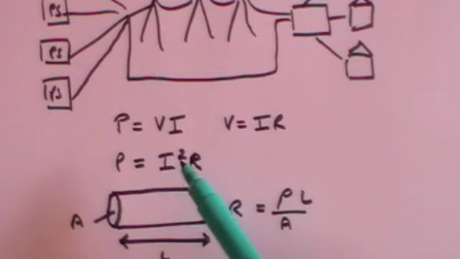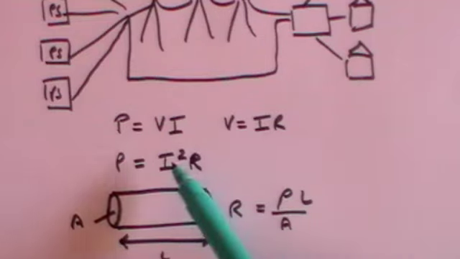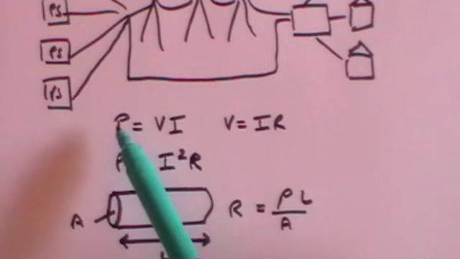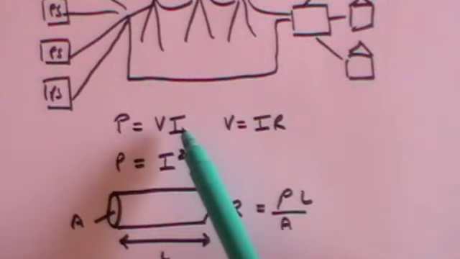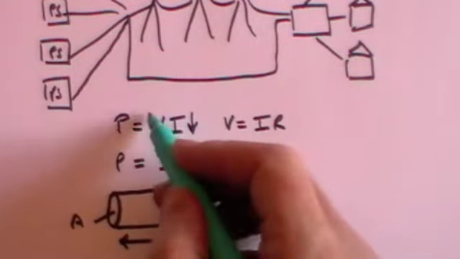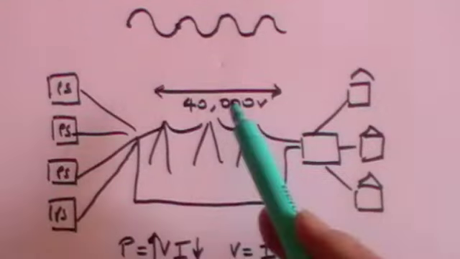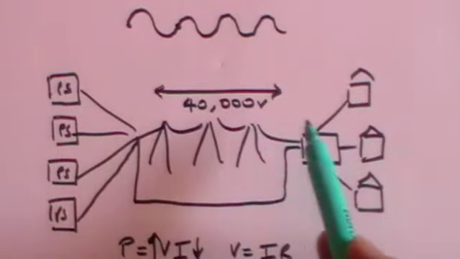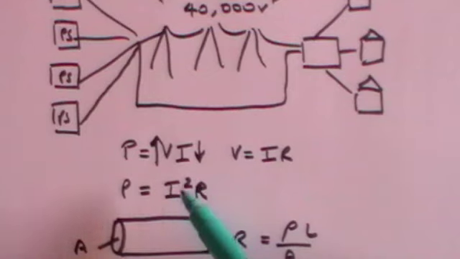But if you can make the current as small as possible, then the power loss just in the cable, which of course will be in the form of heat, the cables get hot, the power loss will be minimised if I is low. And going back to this equation here, power is voltage times current. For any given power, if you want the current to be low, then the voltage must be high. As the current falls, the voltage increases for any given power. So consequently, if you push the voltage up to 40,000 volts, the current that's flowing will be very small, and therefore the power loss will be very small.